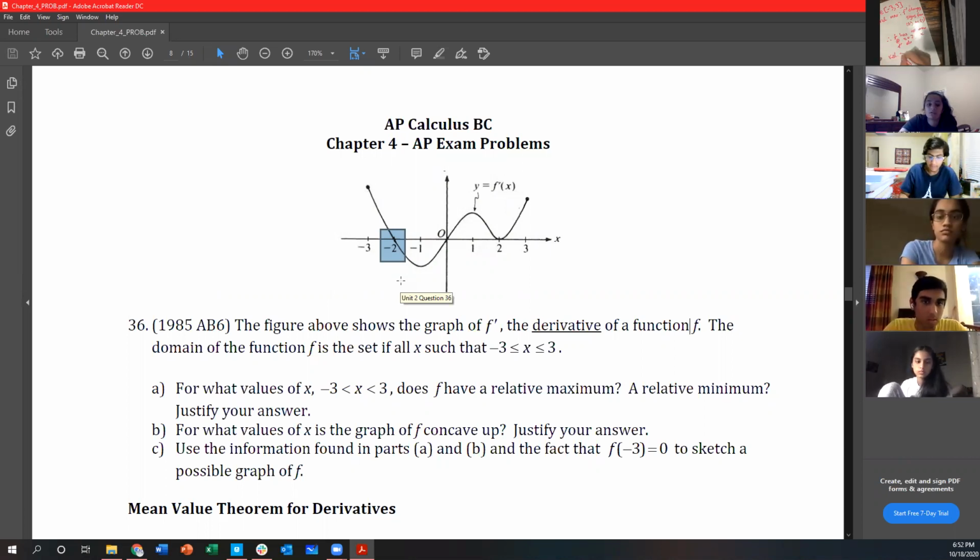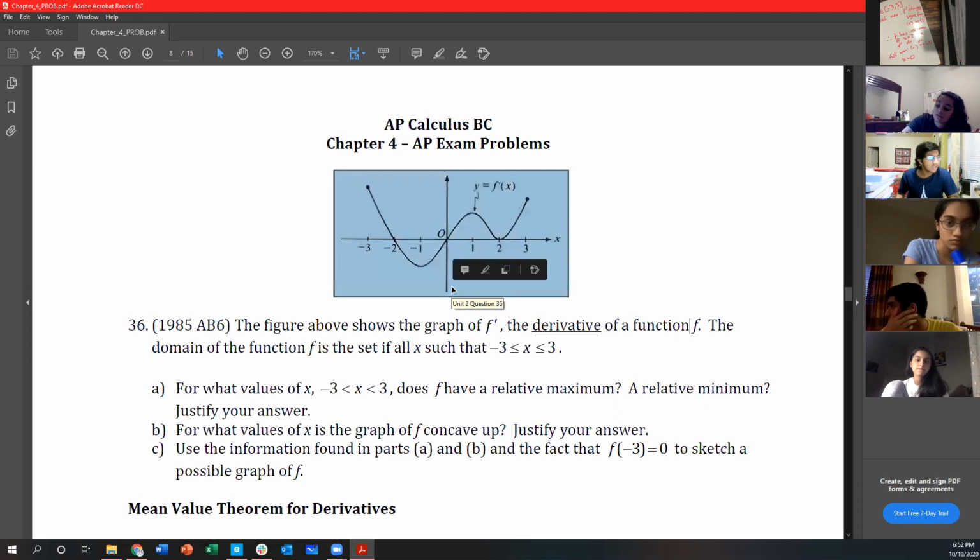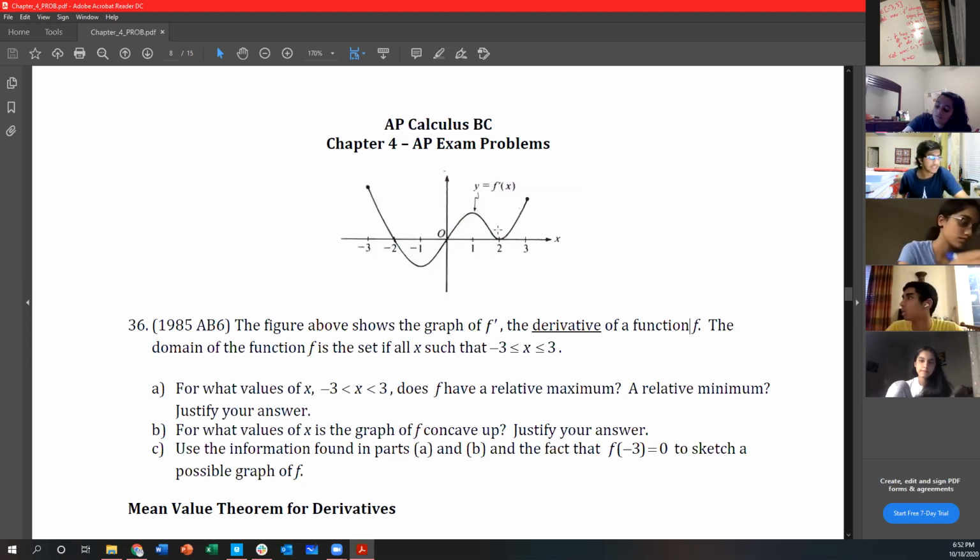Similarly, the relative minimum is when f prime changes signs from negative to positive, right? Okay. And where does that happen? x equals 0. Exactly, at x equals 0. Good. So that happens at x equals 0, and using the same justification essentially.